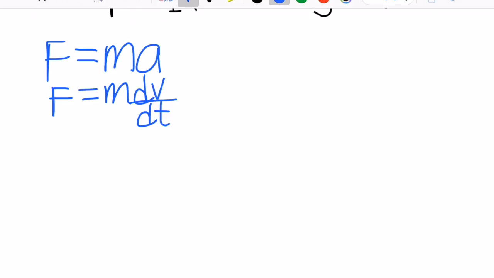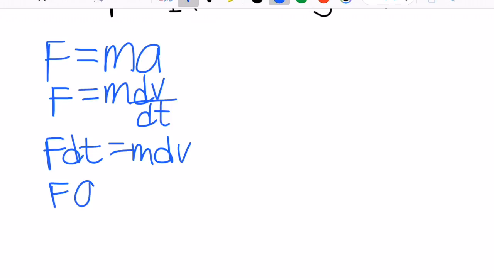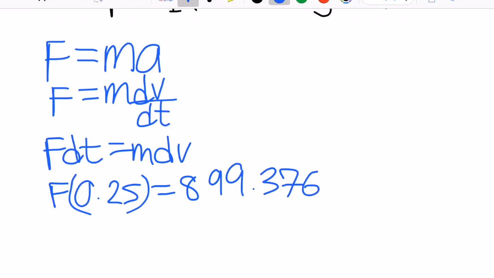where a is equal to dv/dt. When we multiply dt on both sides of the equation, we end up with F dt is equal to m dv, where dt is equal to the average time for a football tackle, which we found to be 0.2 seconds, and m dv is equal to the momentum of the ball carrier, which we found to be 899.376 kilograms times meters per second.